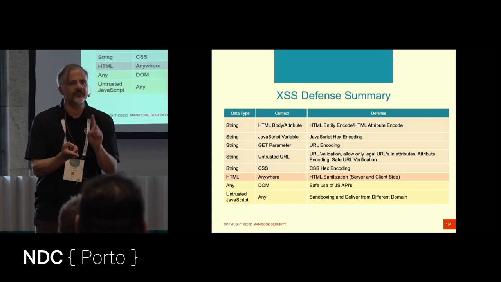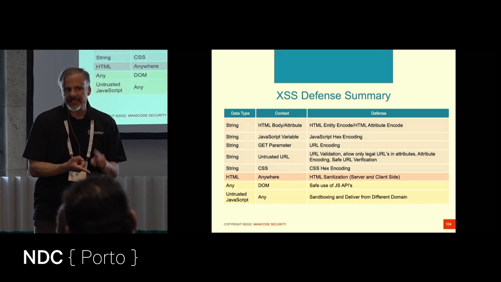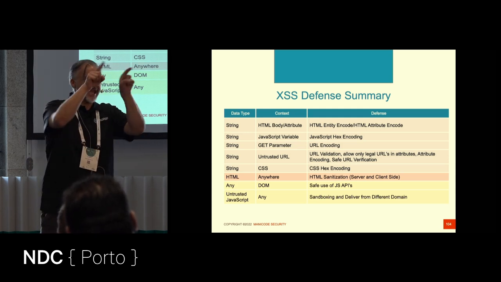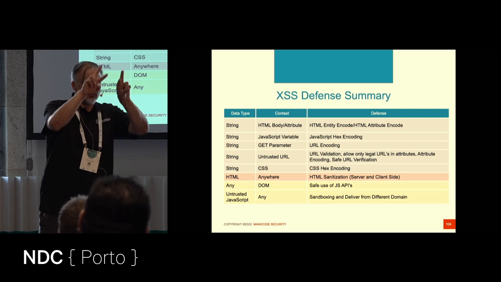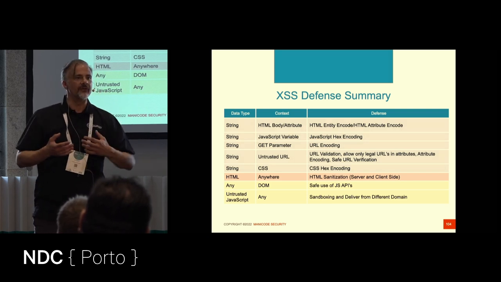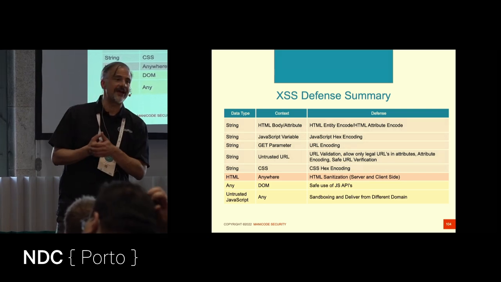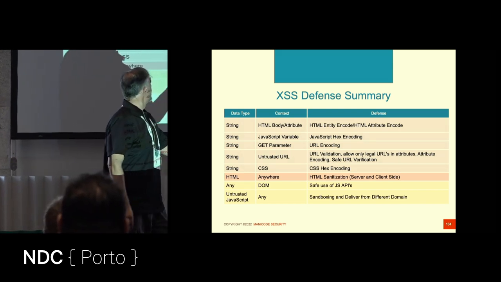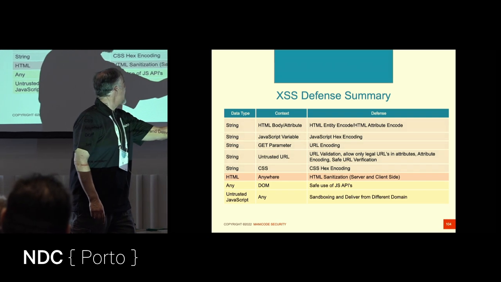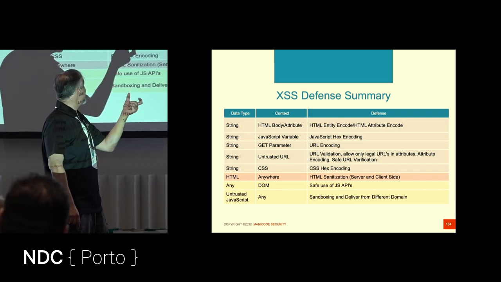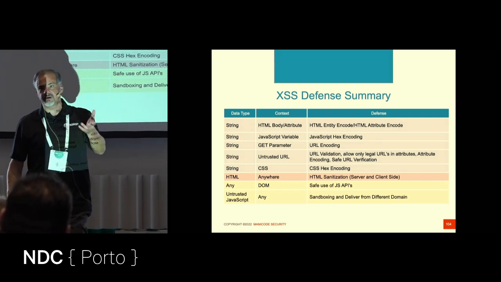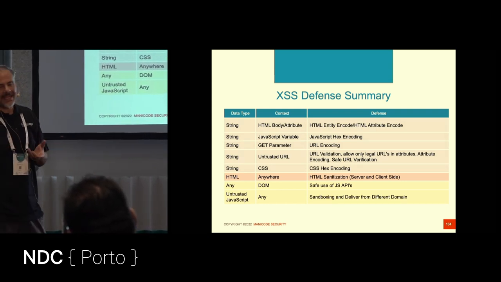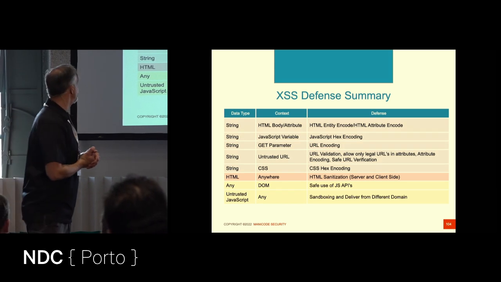If you're gonna display data just like the user typed it in, you need to use an encoding function, Angular's mustache, React's double mustache, or whatever the basic encoding function is for that framework, number one. Number two, if you're gonna use URLs in an attribute, you gotta validate that URL to make sure it's not a JavaScript or data URL.